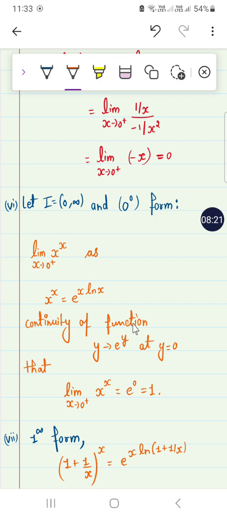So continuity of a function: we know that the function e to power y is continuous at y equals 0, and e to power 0 is equal to 1. So this is a continuous function. So after taking this e to power 0, what is y? x log x is y. If you take e to power 0, that gives you 1. So the limit exists for this function, right?